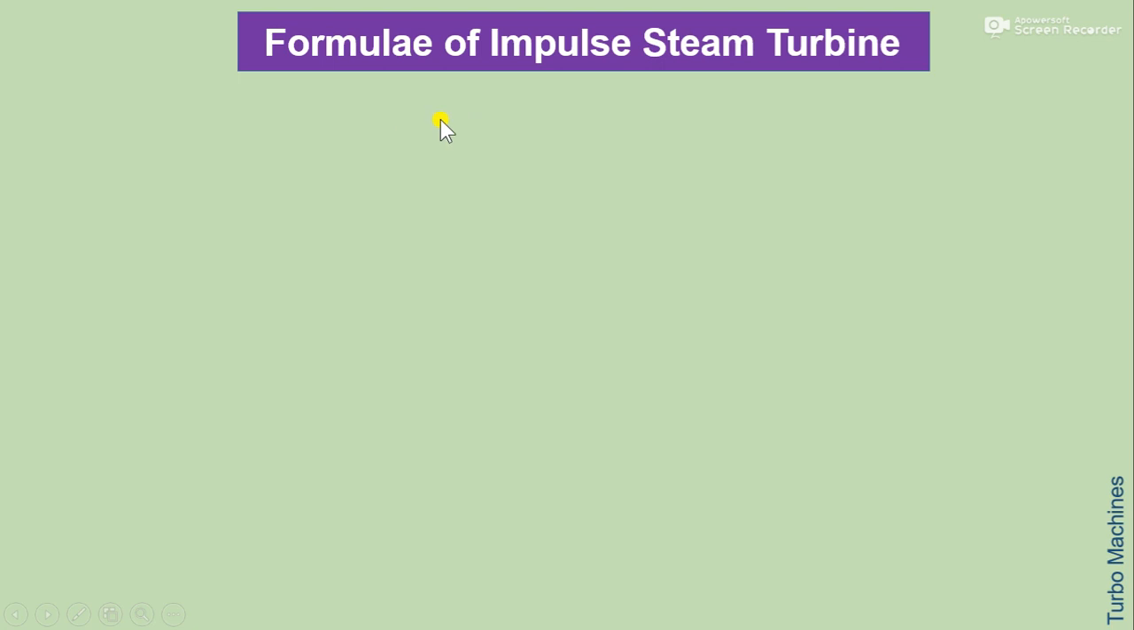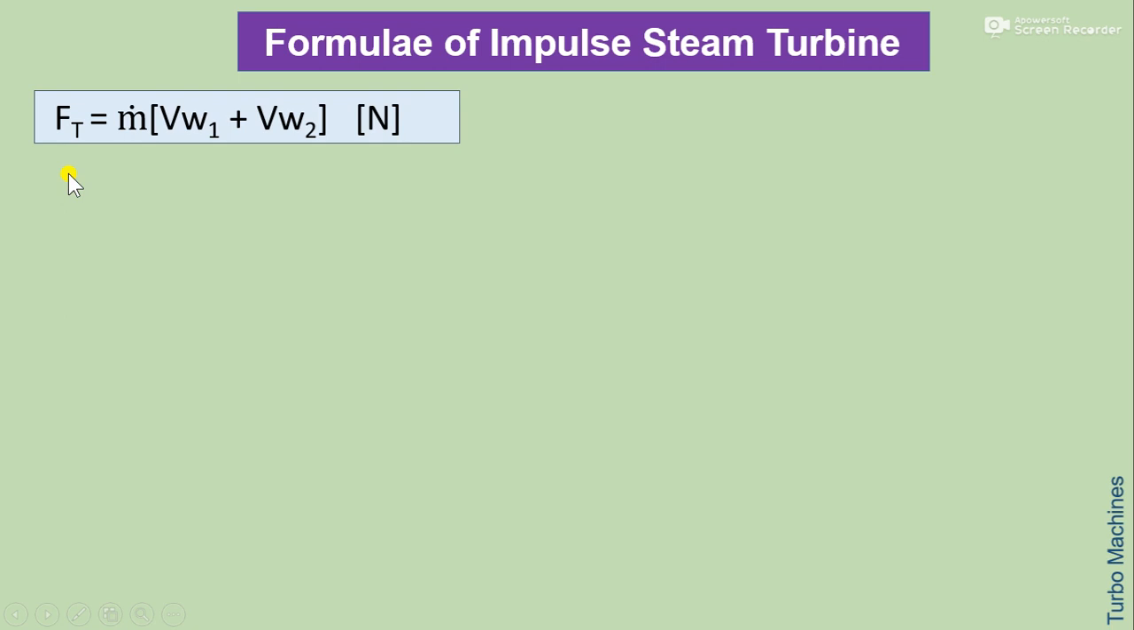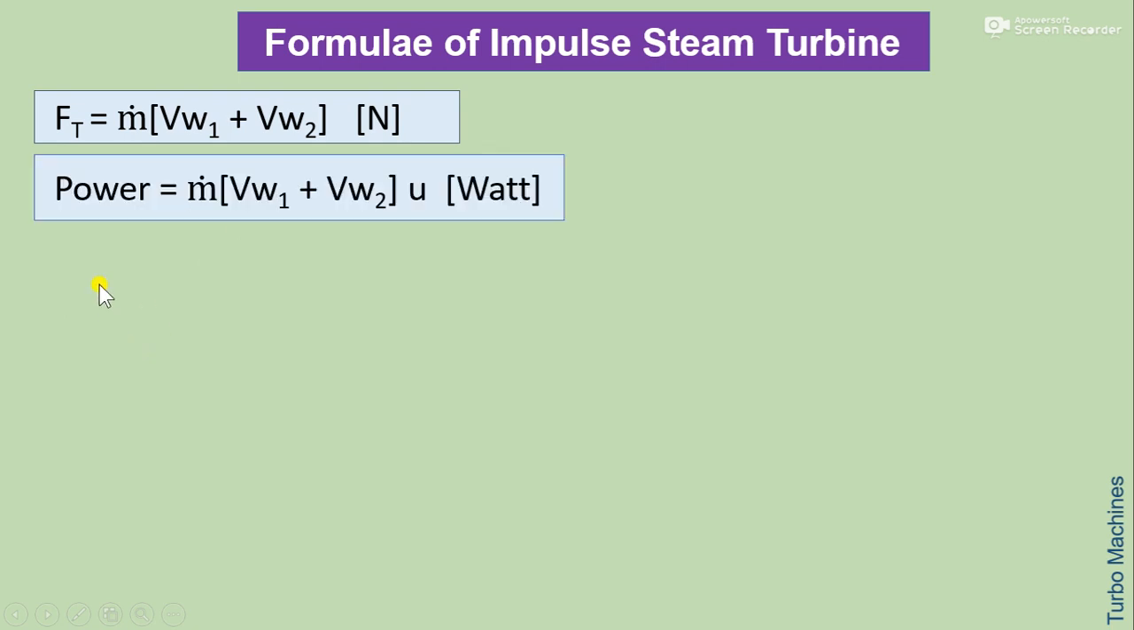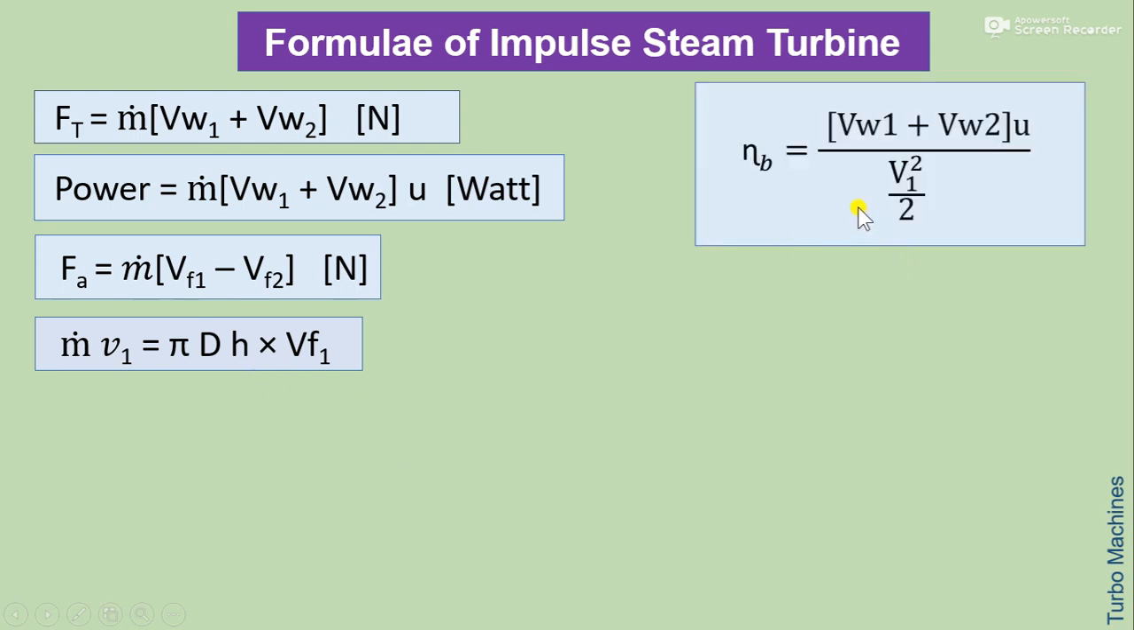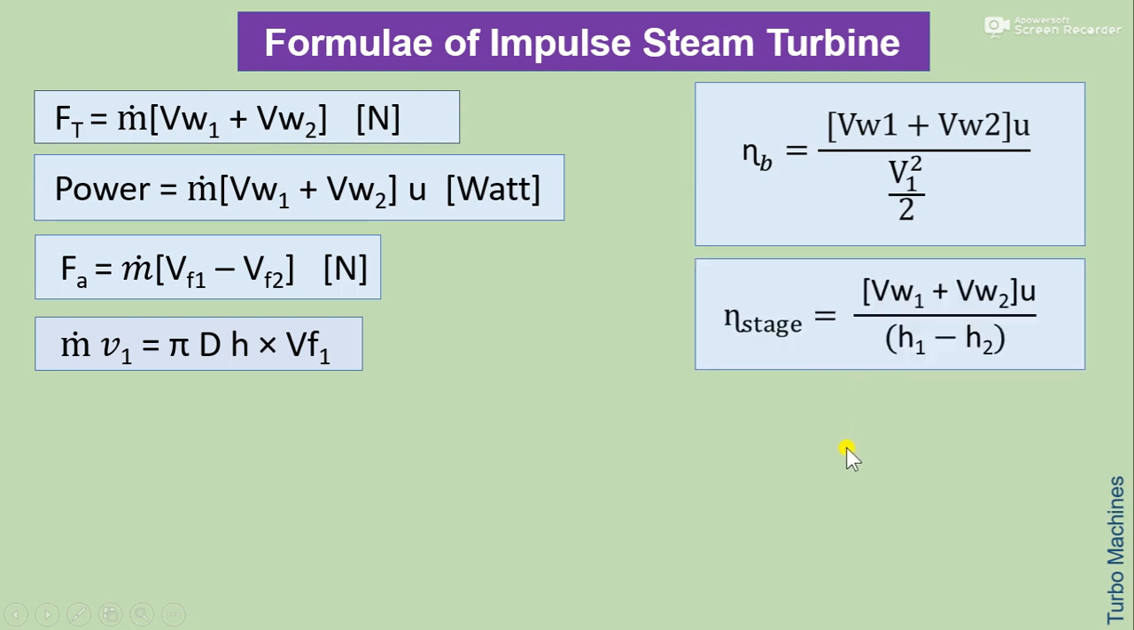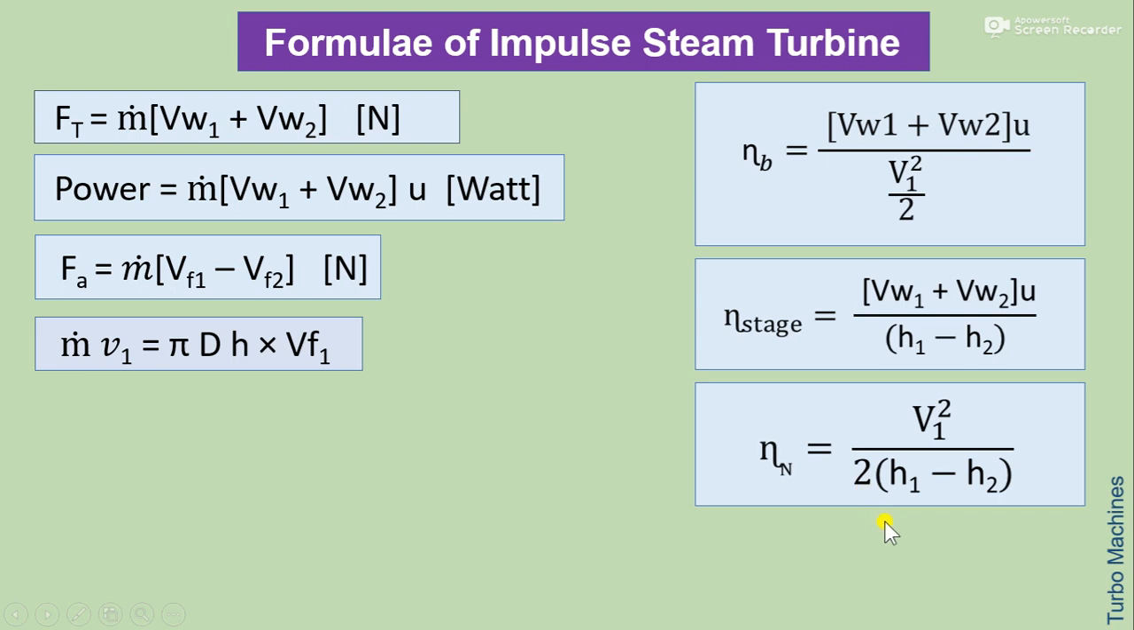Let us summarize the formulae of the impulse steam turbine. From the theory we have seen the tangential force formula, power of an impulse steam turbine, axial thrust on the bearing, the relation required to find blade height, blade efficiency, stage efficiency, nozzle efficiency, and the relation between stage efficiency, nozzle efficiency and blade efficiency.